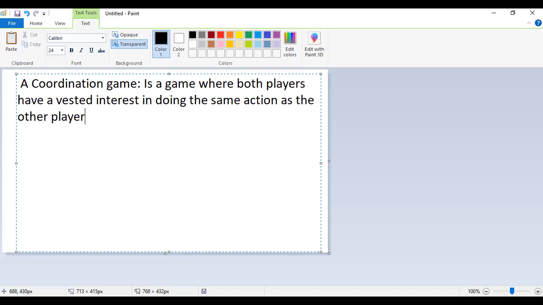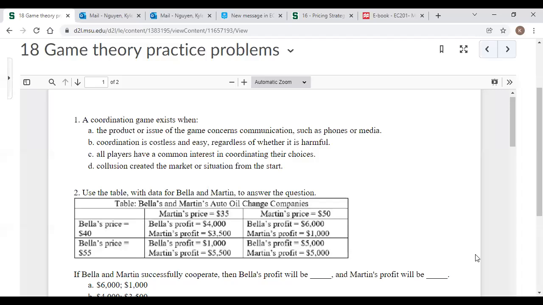An example would be, let's say we're investing in real estate. The best outcomes for us are if we both invest, let's say $1 million, or we both invest only $500,000. So it's just a game where both players do the exact same thing. That's what I'm trying to tell you. And so with that in mind, let's look at all of these answers.